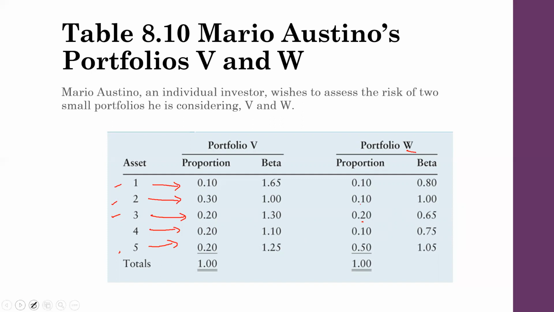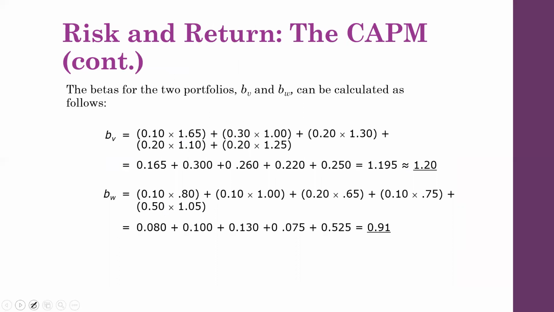Next. The betas for the two portfolios, BV and BW, can be calculated as follows. We're multiplying each asset's proportion by its beta and summing it. Right? That's what the equation says. So for asset 1, asset 2, asset 3, 4, and 5, we multiply the portion by the beta and sum it. For portfolio V, the beta is 1.2. For portfolio W, the beta is 0.91. Which one do you think is closer to 1?